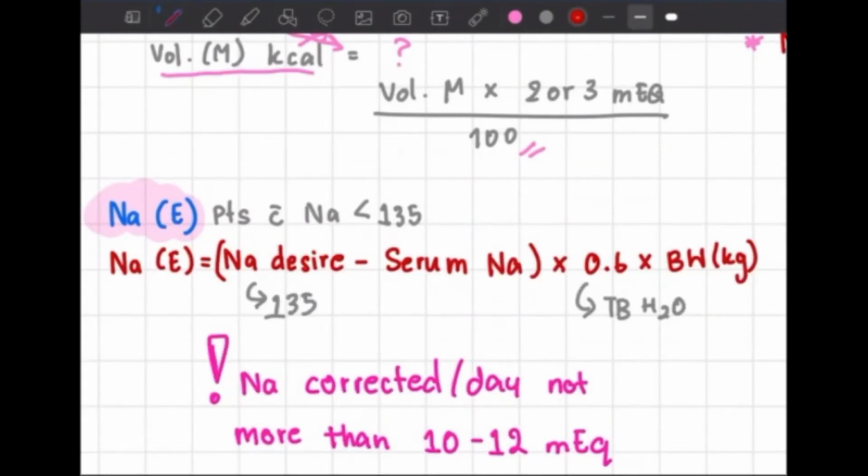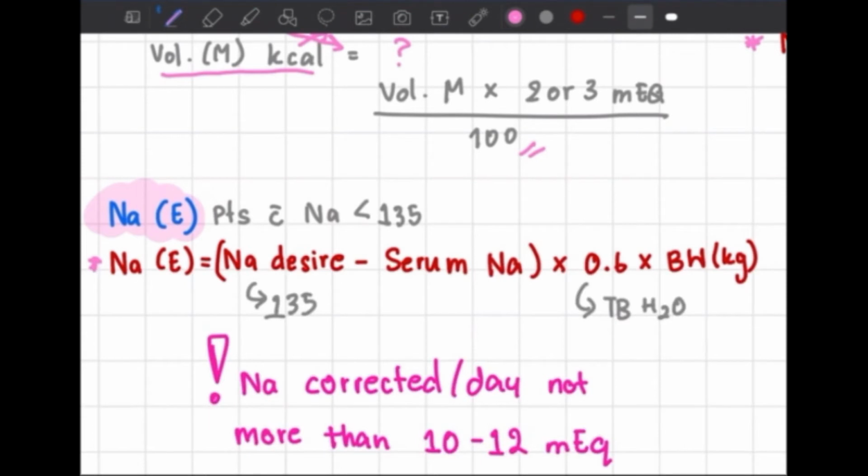So we finally reached the last value that we have to know how to calculate, okay? And that's the excess sodium loss. As usual, my formula is in red. The sodium excess loss is sodium desired minus the current serum sodium, all right? Then you multiply it with 0.6 times the body weight in kilograms.